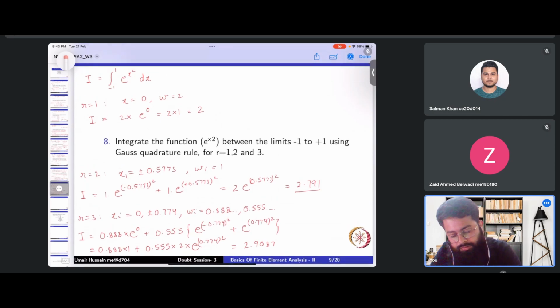Okay, so the analytical value is 2.9253.